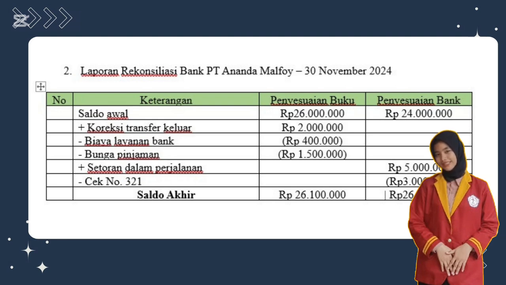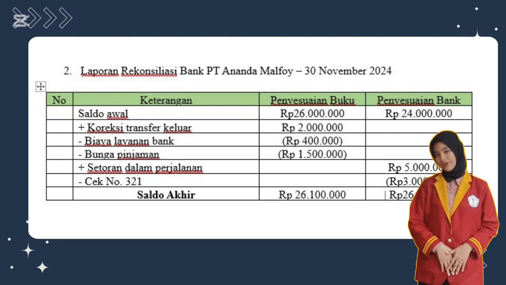Company book adjustments. Plus outgoing transfer correction, $2,000. The company incorrectly recorded outgoing transfers twice. This correction increases the cash balance in the company's books. After correction, the temporary balance becomes $28,000. Bank service fees, minus $400,000. The bank has deducted service fees, but the company has not recorded them. After recording these costs, the balance becomes $27,600.